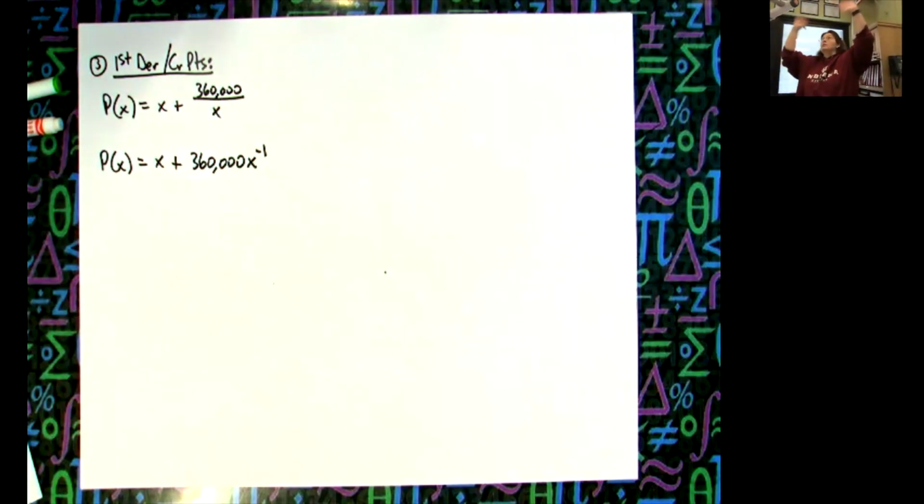This is way easier to calculate a derivative on than this right here. And I'm in the classroom by myself and the lights just went off. So when I wave my arms, I'm just turning our lights back on.